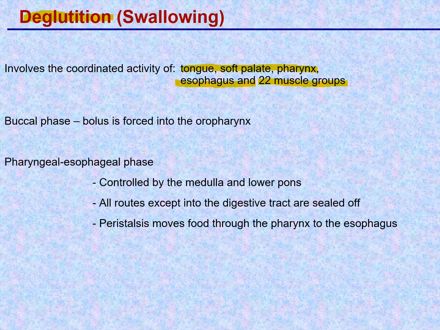The first phase of swallowing or deglutition is the buccal phase, in which the food bolus is forced back into the oropharynx. There are several regions of the pharynx. There's the nasopharynx, the oropharynx, and the laryngopharynx, each one going further down. The oropharynx is where food is pushed into at the back of the throat. The next phase after the buccal phase is the pharyngeal esophageal phase, which is controlled by part of the brain stem, these two parts of the brain stem, the medulla and the pons.